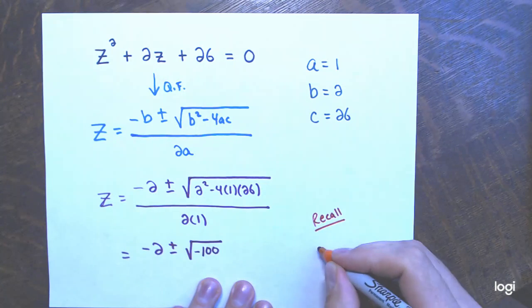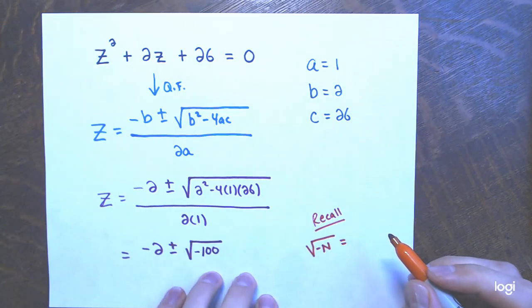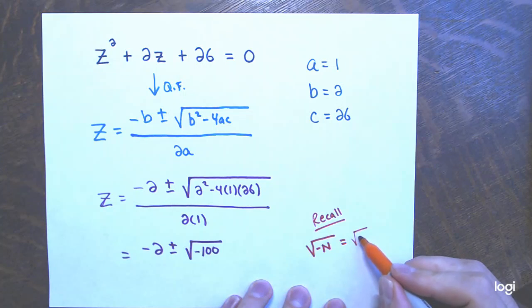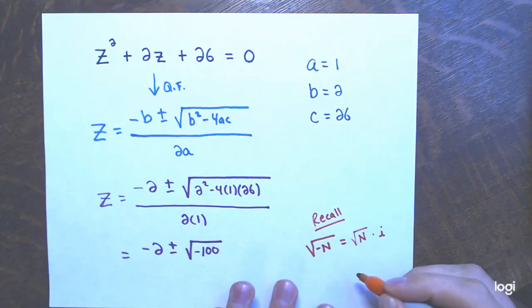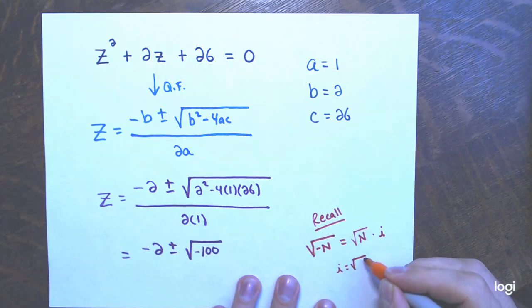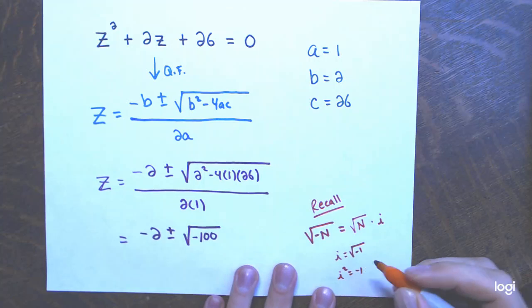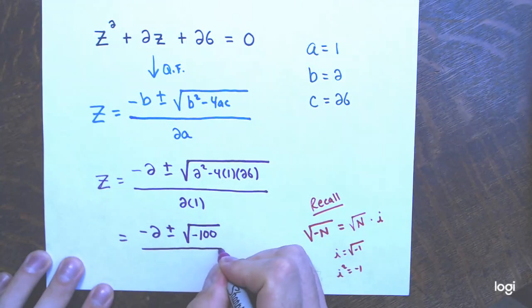And hopefully you recall, as I mentioned before, when you see the square root of a negative number, you should think immediately, I should rewrite that as a pure imaginary number, as the square root of the positive times i. Remember that i is the square root of negative 1. And whenever you see i squared, it's the number that when squared gives you a negative.